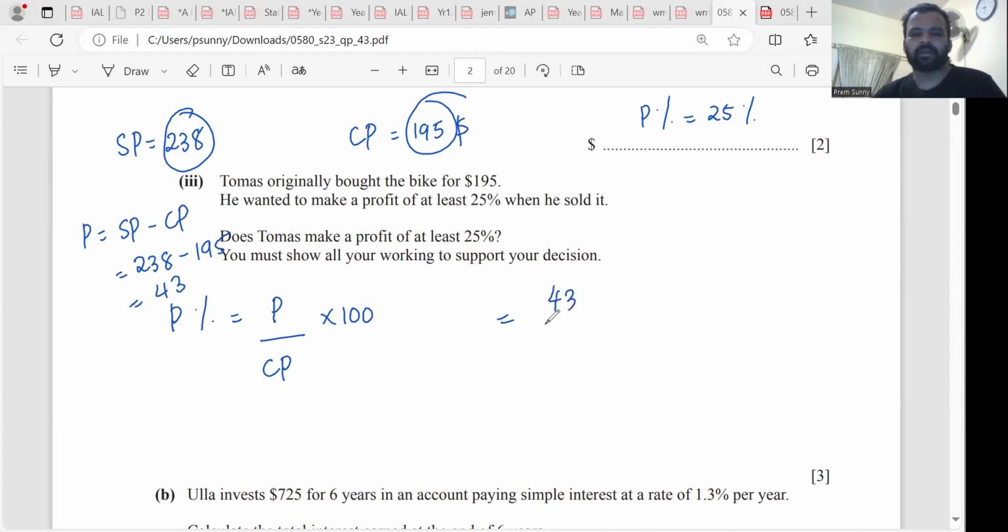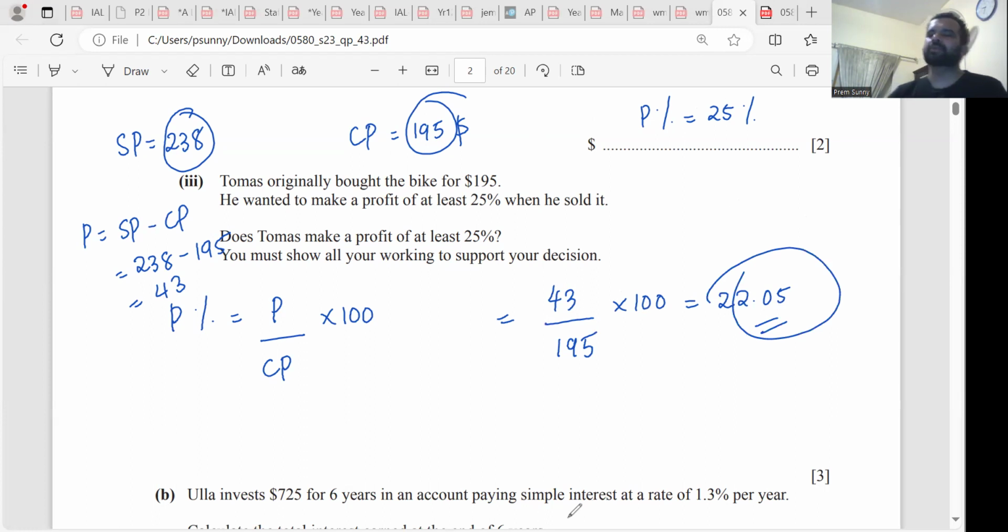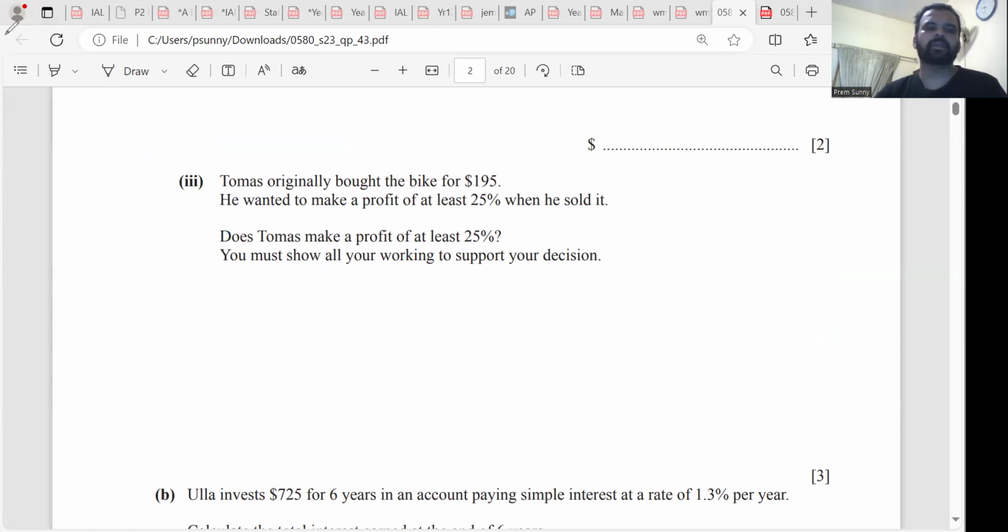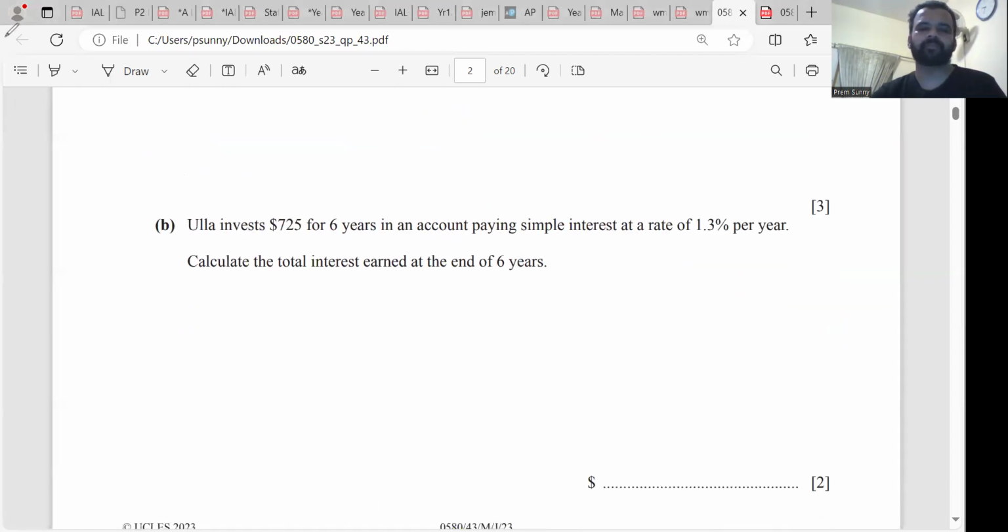So 43 divided by the cost price, 195, multiplied by 100. So 43 times 100 is basically 4,300. You divide it by 195, you'll get the answer as 22.05. So when he sells the bike, he is not getting 25%, but he is getting 22.05% only as the profit percentage. Now, moving on to the D part here.